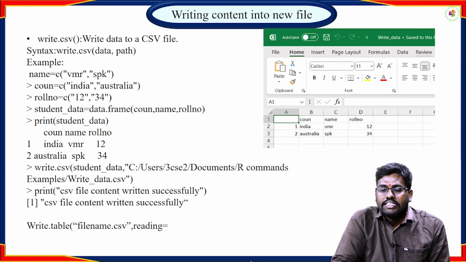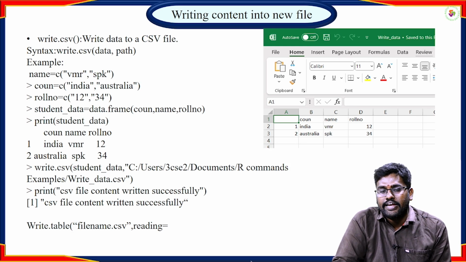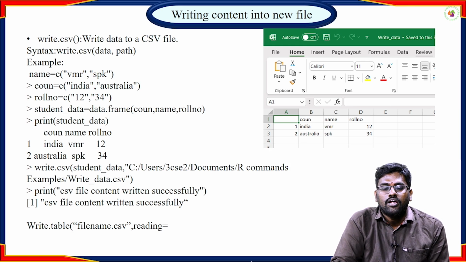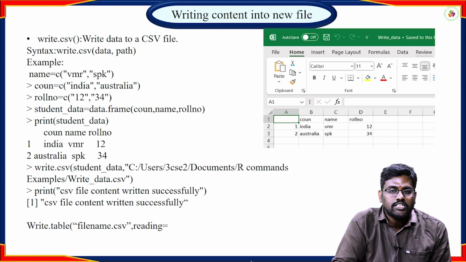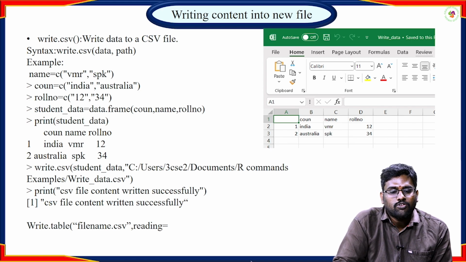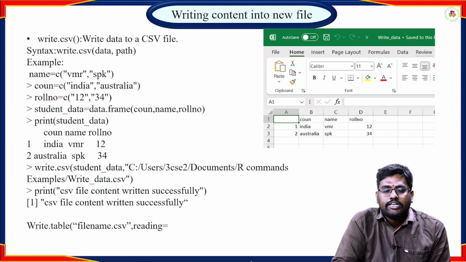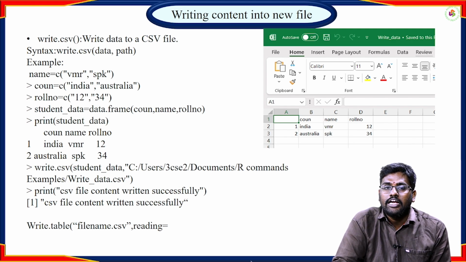Next one, writing the content into a new file. Previously I explained writing the content into the existing file. Now I explain writing the content into the new file. For that, the method we need to use is write.csv of data, comma, path. We have to write the data into the new CSV file, so write.csv of data, comma, path.